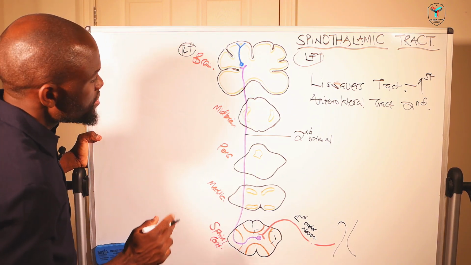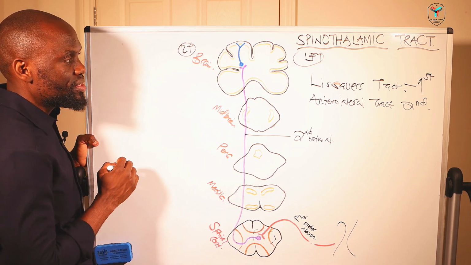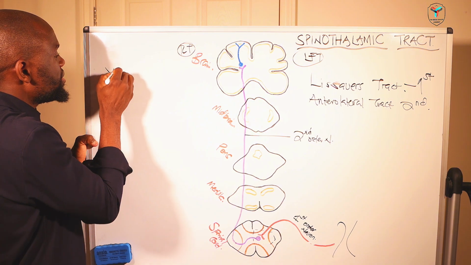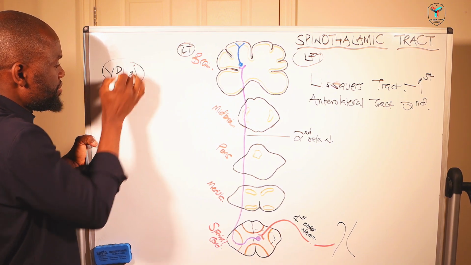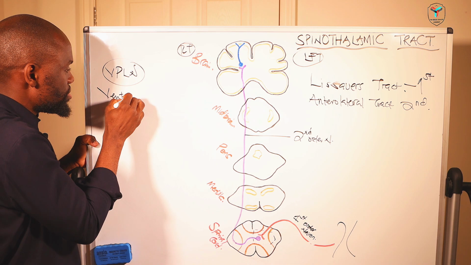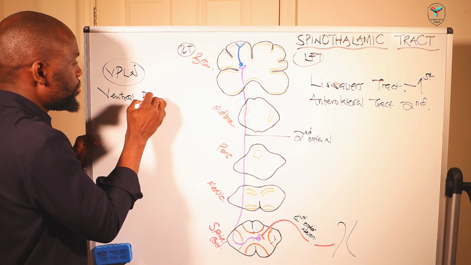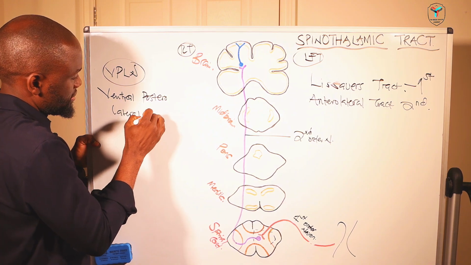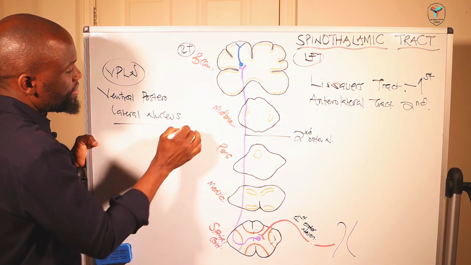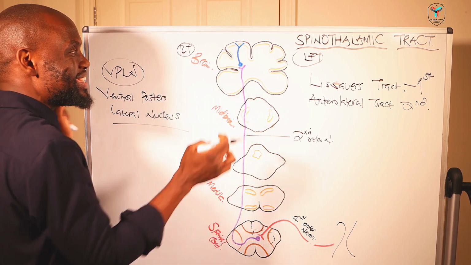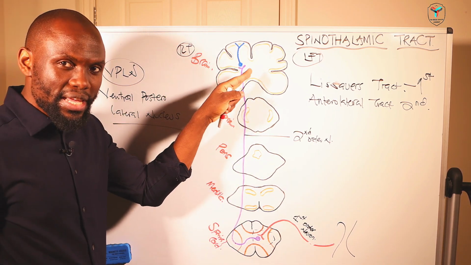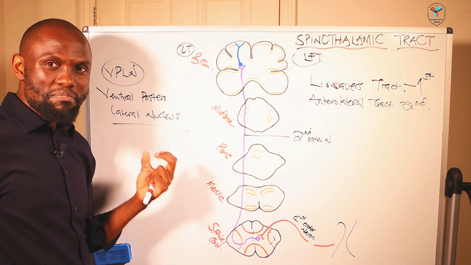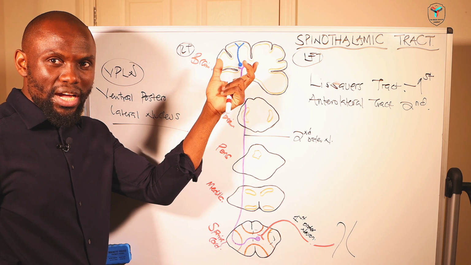Now, when we get to the thalamus here, an important point is what we call the VPLN. Now, the VPLN is just the ventroposterolateral nucleus. Okay? So this is where the second order neuron is then going to terminate. And when it terminates here in the thalamus, all it is going to do is pass that message to the third order neuron.